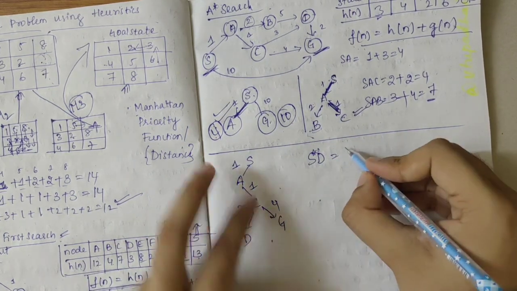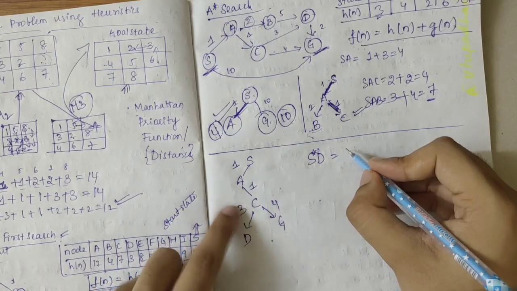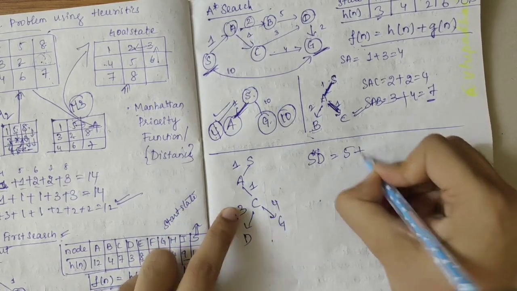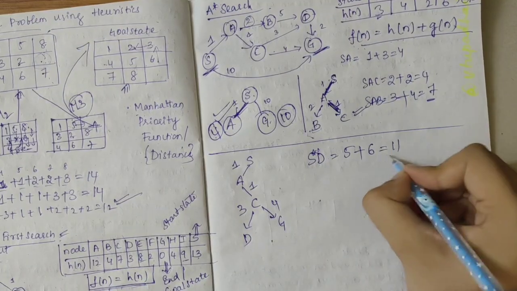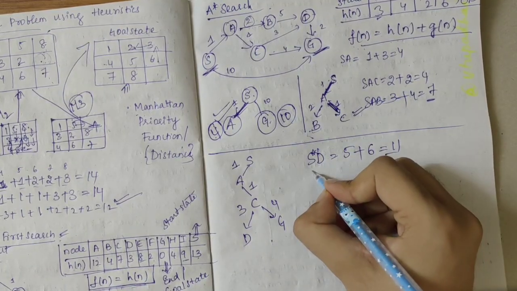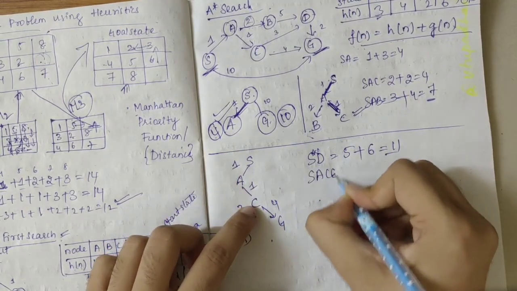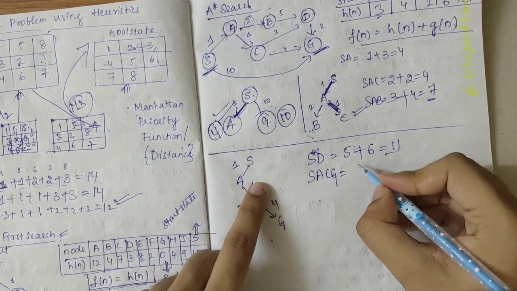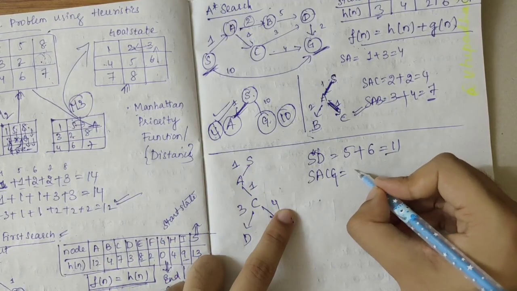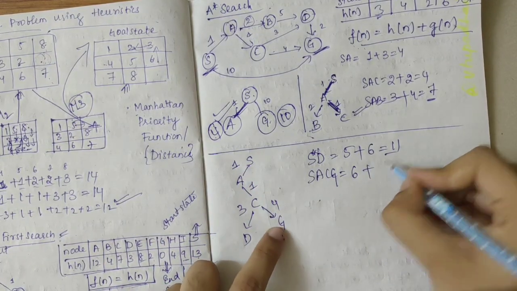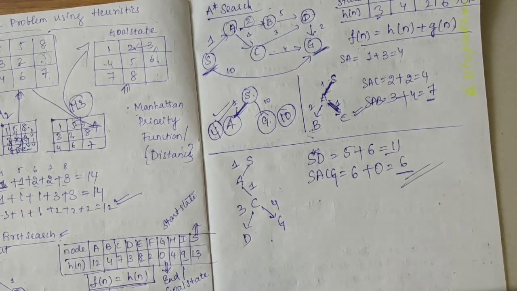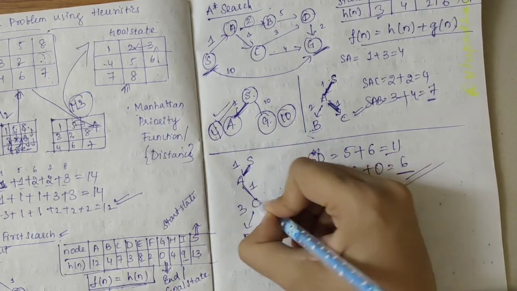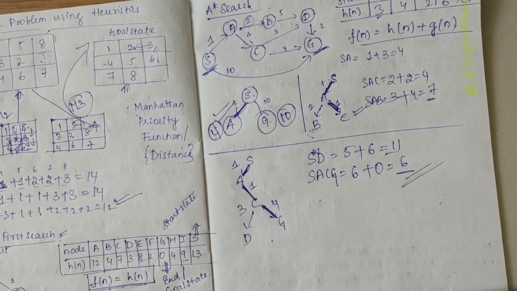SACD. Okay. So here 1 plus 1, 2. 2 plus 3. It is 5. Plus for D, h of n value is 6. Got 11. And for S, A, C and G, I get 1 plus 1, 2. 2 plus 4 is 6. And for G, h of n value is 0. So I get 6. So I can conclude that this path is the optimal path. SACG.